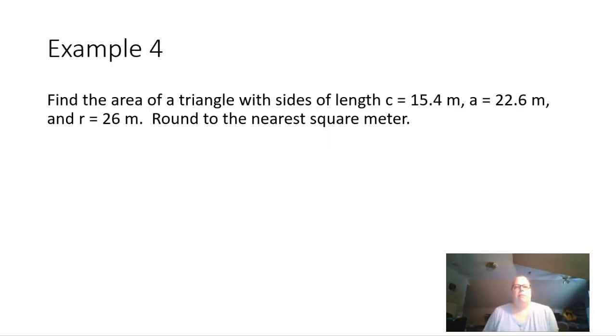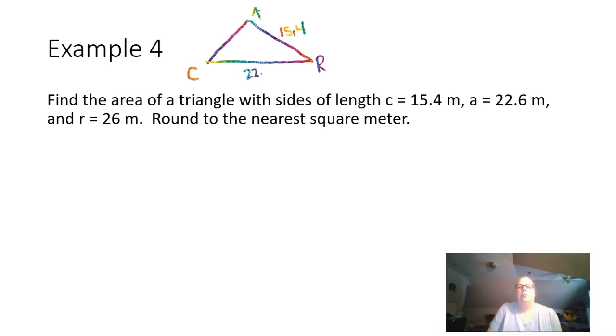Example 4: find the area of a triangle with side lengths C equals 15.4 meters, A equals 22.6 meters, and R equals 26 meters. We're going to round to the nearest square meter. We're going to use Heron's formula for this, or some people pronounce it Heron. I'm going to draw the triangle first before we find the area of it. So we have triangle CAR, side C is 15.4, side A is 22.6, and side R is 26.